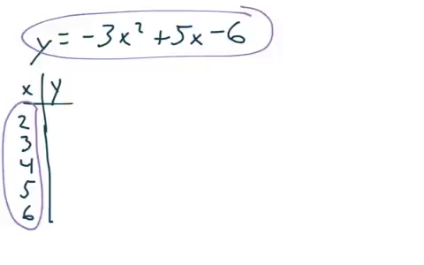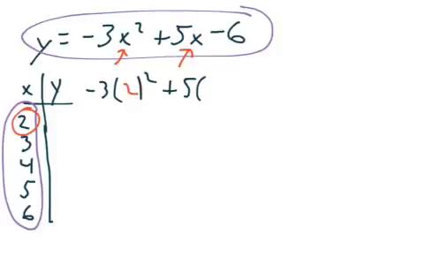So, first of all, let's do it traditionally, as I call it, old school. For example, let's take the 2 right there. I'm going to plug it into the equation, like we normally do. So let's see what we get here. I'll have -3, and I'm going to plug in the 2, square it, plus 5 times 2, minus 6. So again, a little messy there.